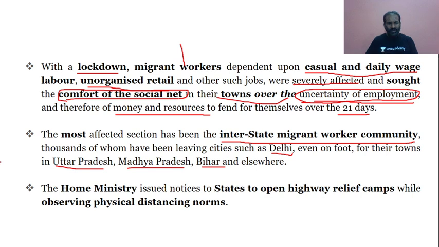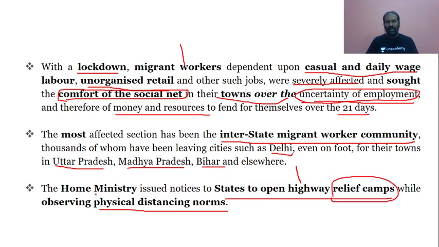So the Home Ministry has issued a notice to the states to open highway relief camps. That means they wanted to open highway relief camps so that physical distancing would be observed. As we have seen, the national highways connecting the states were overcrowded, and because of this the main intention of social distancing or physical distancing norms was violated. So it was a need of the hour for the Home Ministry to open national highway relief camps, so that in the relief camps they would be given shelter and maintain physical distancing. So that is very important.